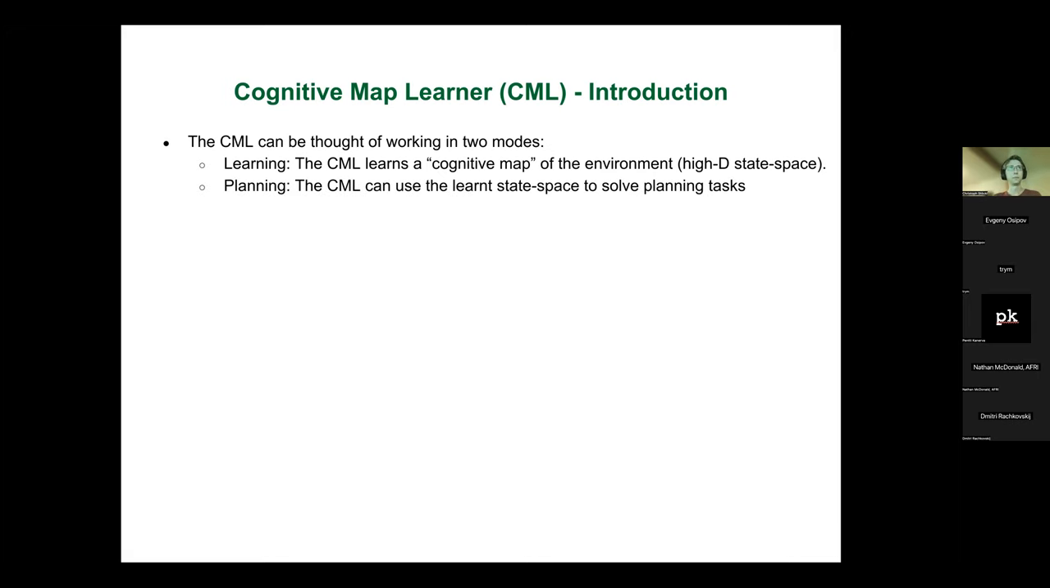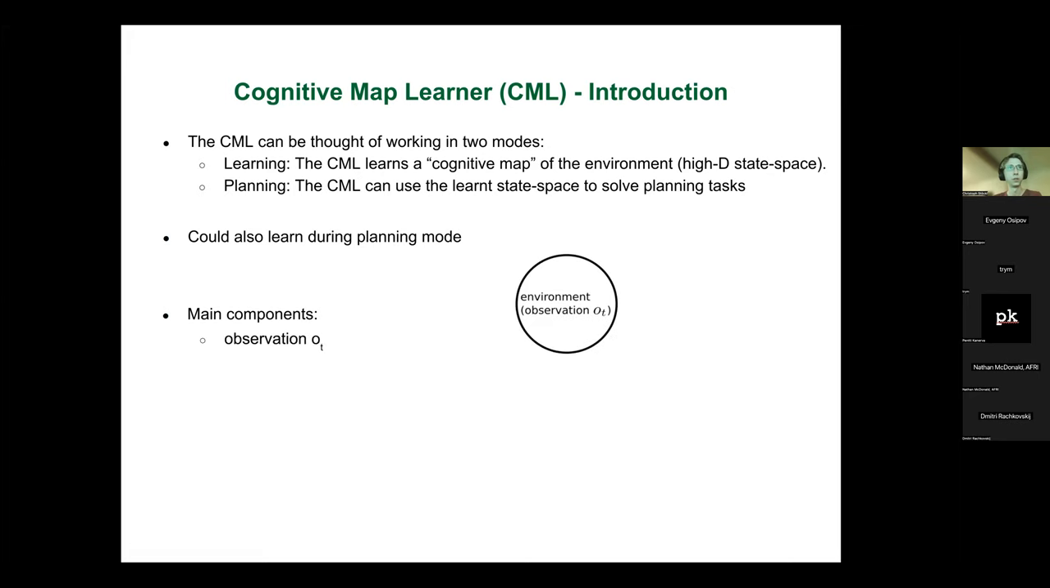And the second mode of the CML is planning. Here, basically, this previously learned state space should be used to solve arbitrary planning tasks. This differentiation between learning and planning is not really very strict. So technically, the CML could also learn during planning, but it still makes sense to think of it as two different modes for simplicity.